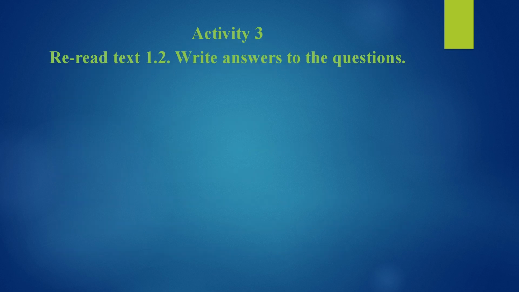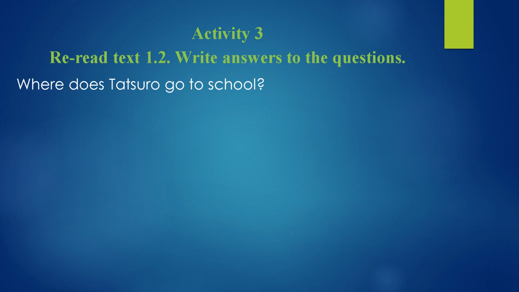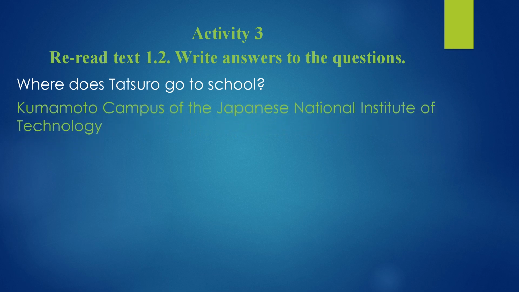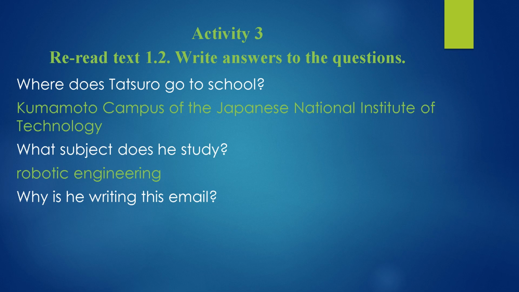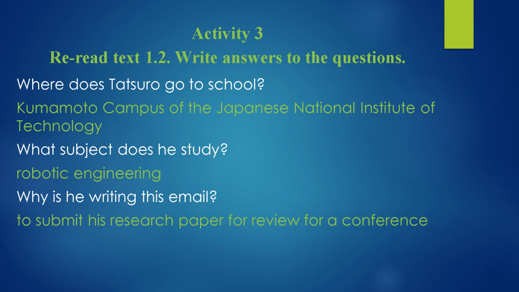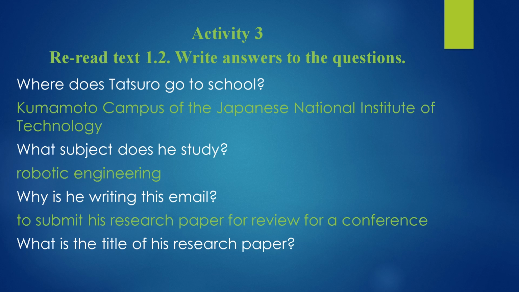Okay, move on and look specifically at text 1.2 and answer these questions. Where does Tatsuro go to school? Okay, the answer is Kumamoto campus of the Japanese National Institute of Technology. Here's another question. What subject does he study? The answer is robotic engineering. Now, why is he writing this email? The answer is to submit his research paper for review for a conference. And what is the title of his research paper? The answer is IoT Technology in Agricultural Robot Systems.